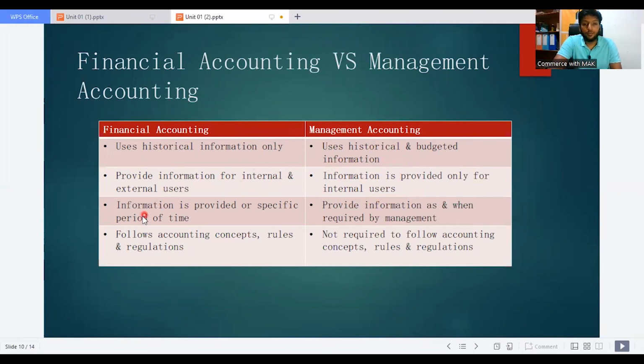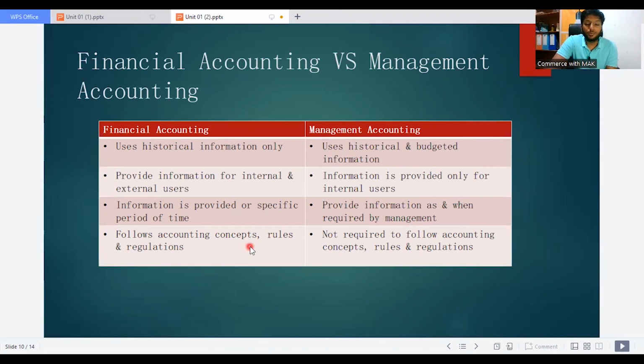As I said, information is provided for a specific period of time. Maybe you will prepare for 1 month, 3 months, 6 months, or 1 year. But whatever it is, guys, you will have a specific period of time. Here you will move on to the next part. Provide information as and when required by management. Whenever management needs a report, you need to prepare it quickly. You can't just postpone it, because it's a report which is needed by the management.